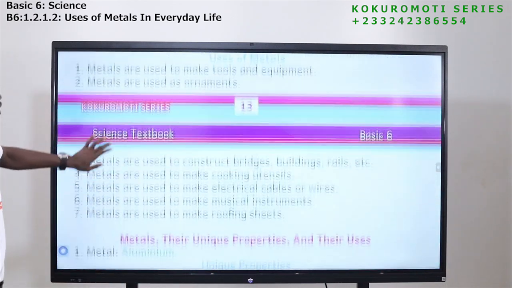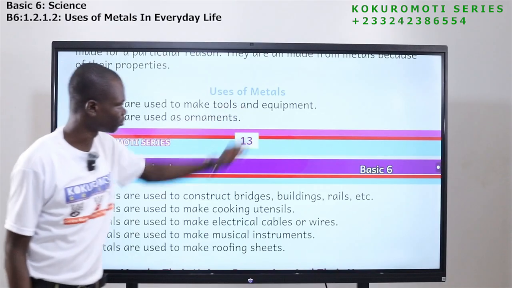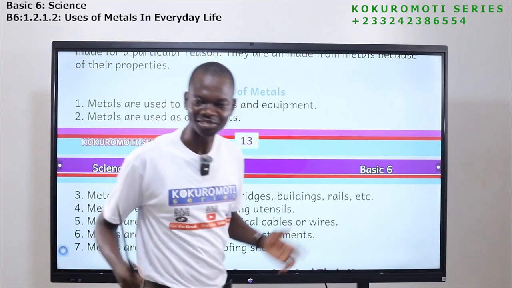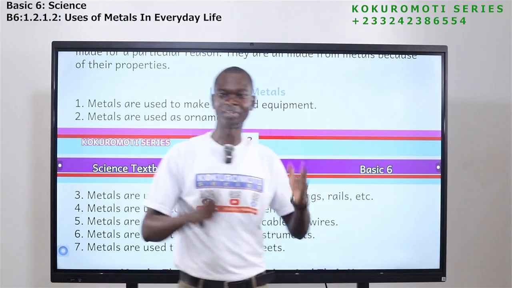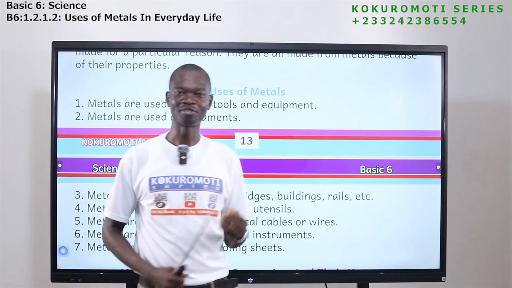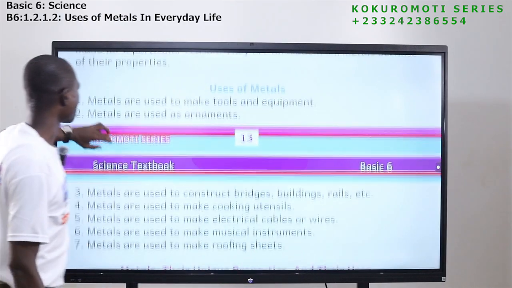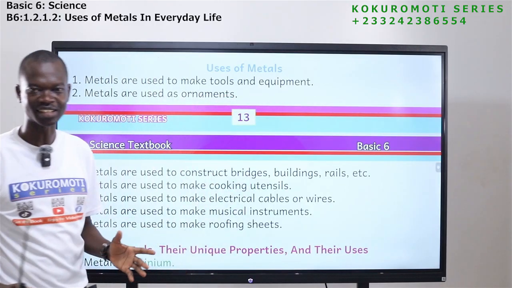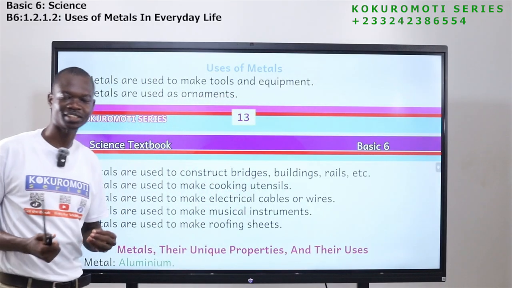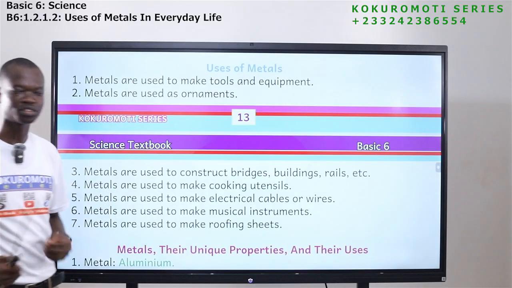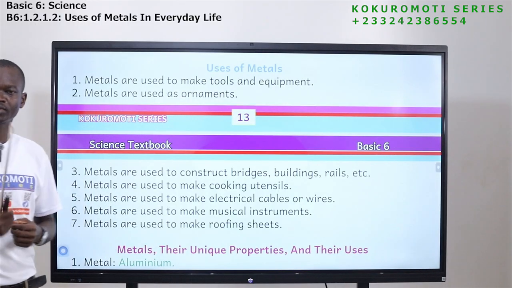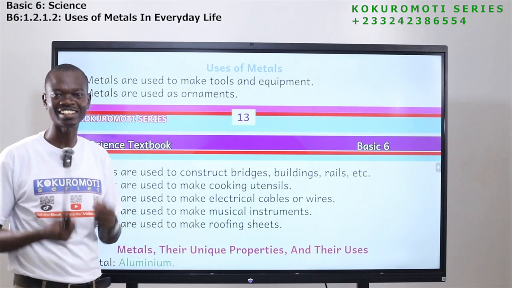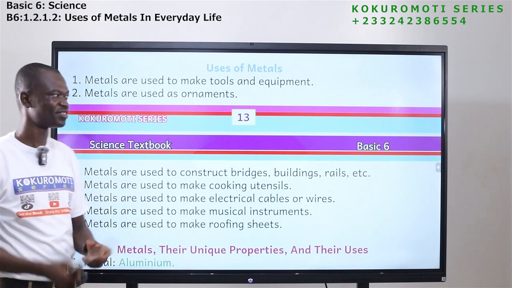Okay, let's come to this side. Uses of metals. What are some of the uses of metals? We learned these in our previous lesson, but let's look at it once again. Metals are used to make tools and equipment. So we have metals, they are used to make tools and equipment. We talk of cutlass, we talk of knife, we talk of scissors. They are all metals. Why? Because they are hard, they are strong, they are heavy as well.